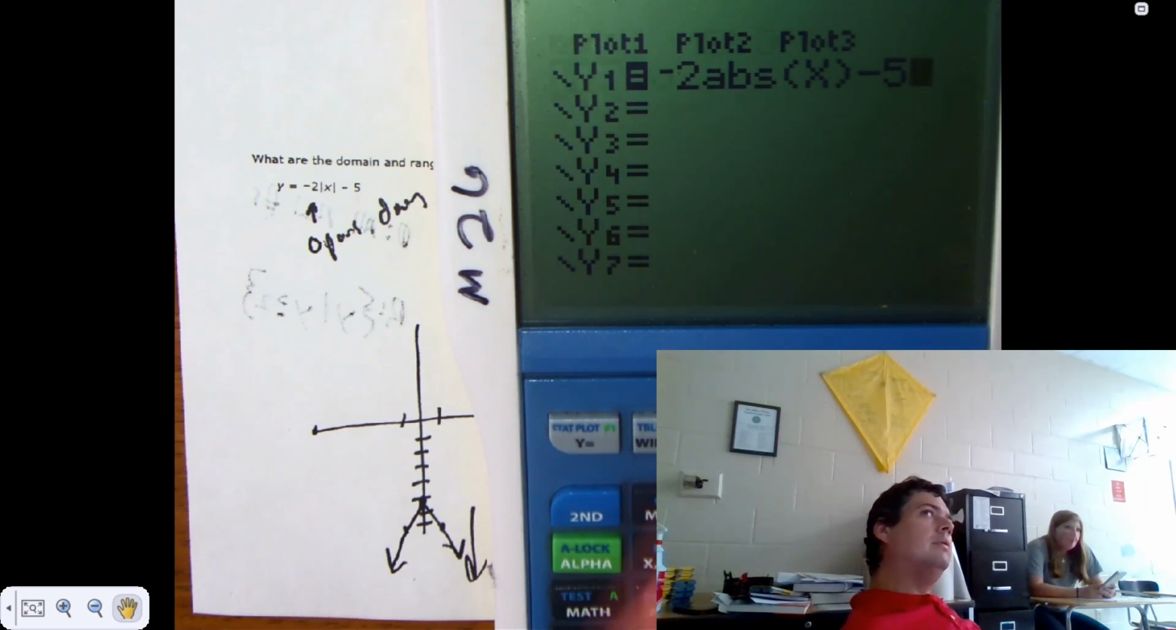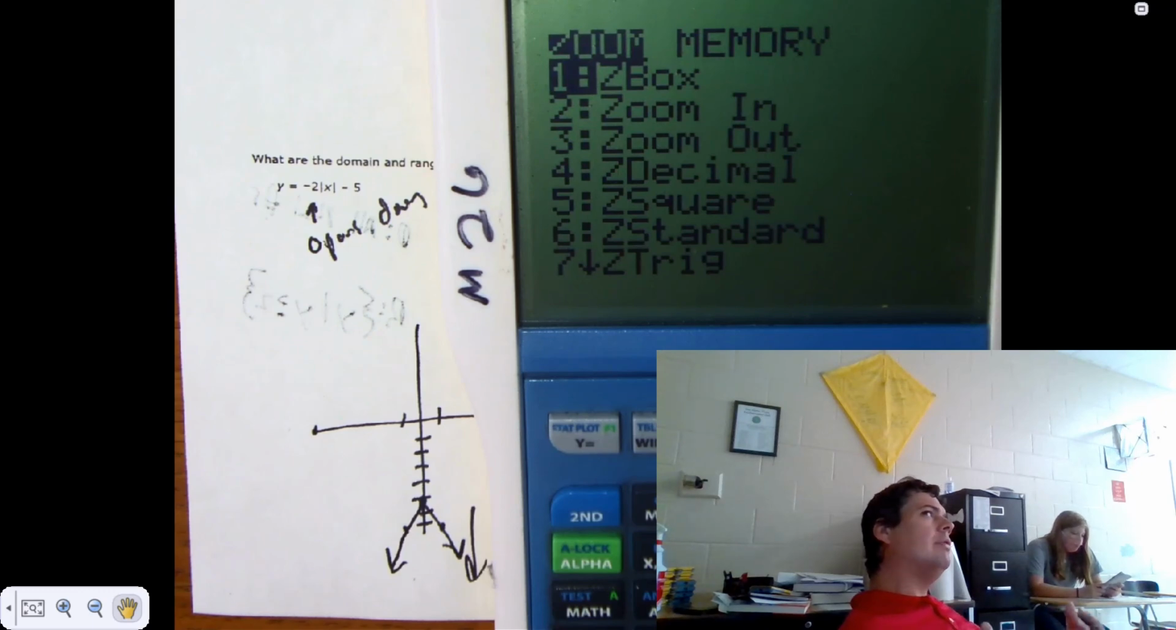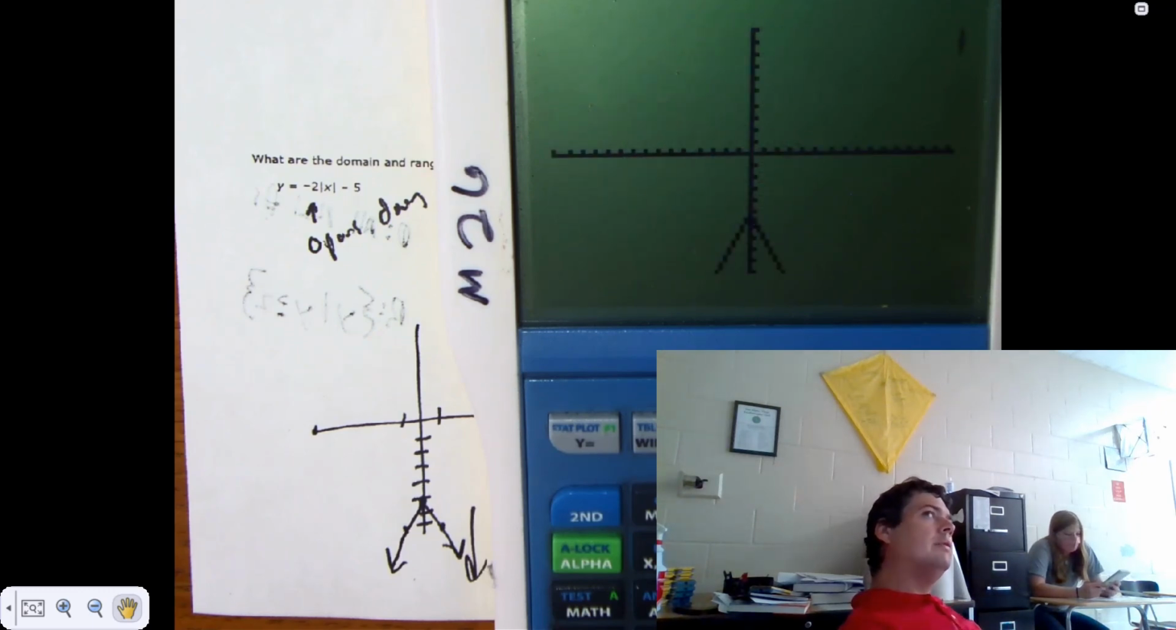Then a zoom how? 6 or 5. 5 is kind of cool in that it actually squares the window. Because the TI-84 screen is rectangular, it's not square. But zoom square squares the window, makes it look like it should if you were doing it by hand. But it's the same exact graph, so everything's going to be the same.